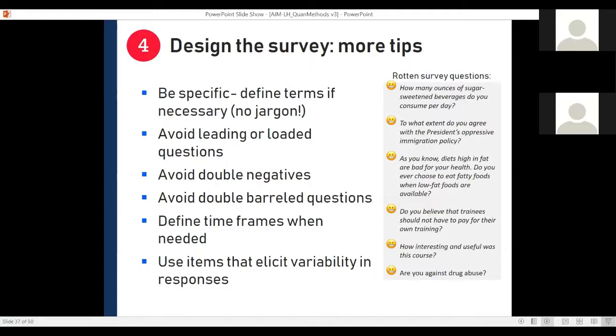And then make sure that your survey item is going to elicit variability. So a classic example over on the right, are you against drug abuse? Well, I hope so. But it's an easy and a common mistake, and we can catch that in survey testing. A lot of times we do. If it's a question that you can see most people will agree with, then it's not going to give you much information. So it's kind of a useless question.